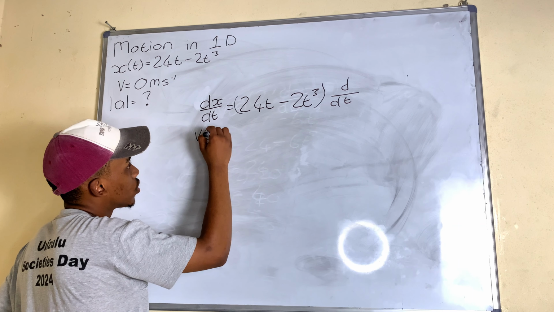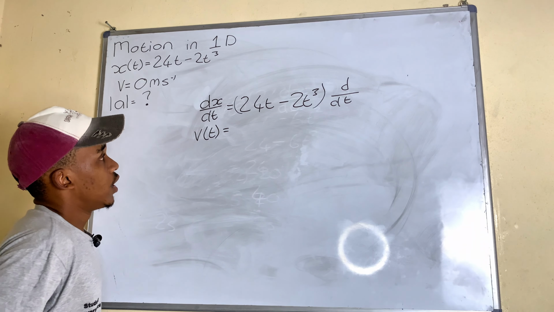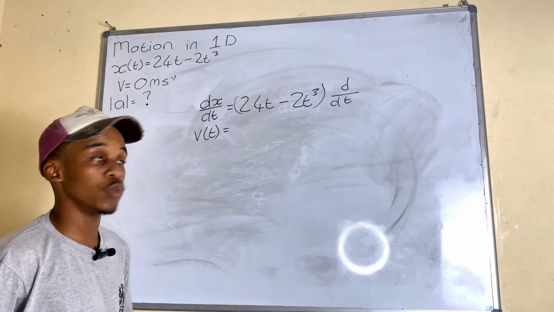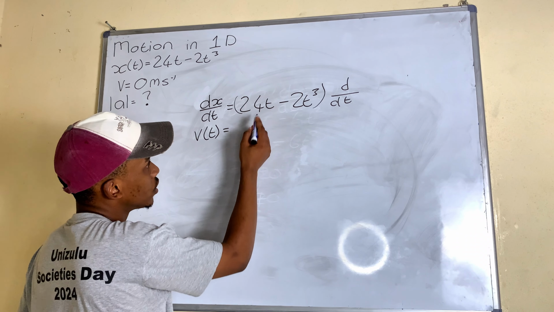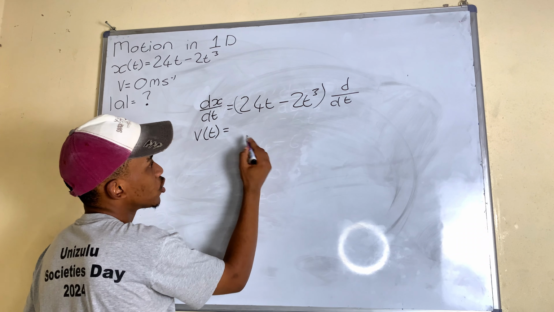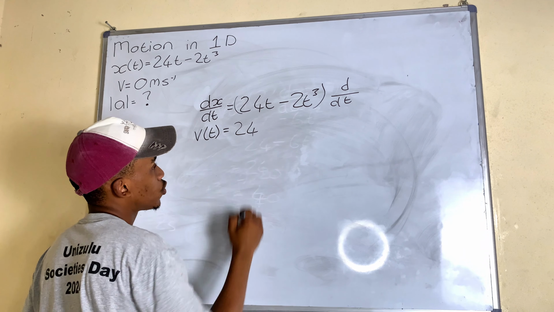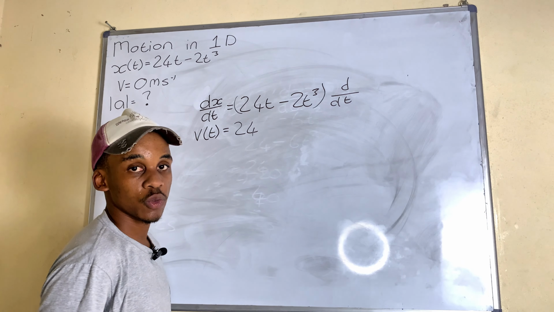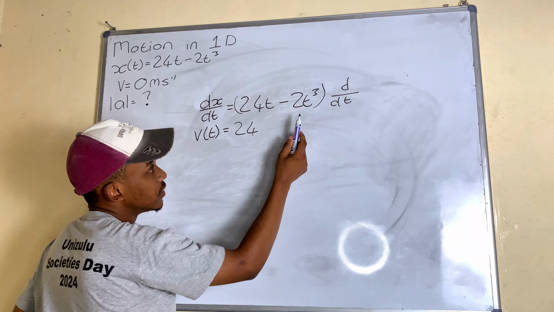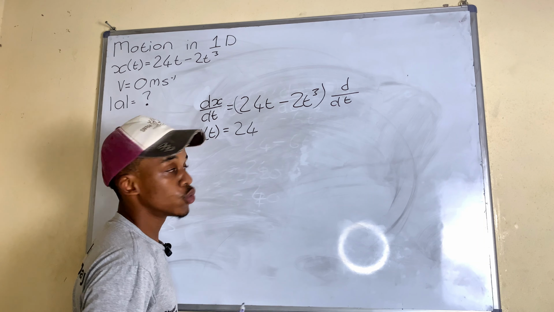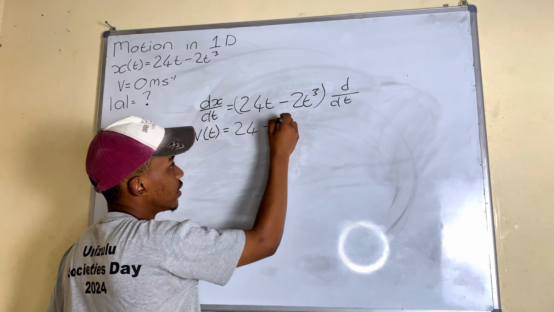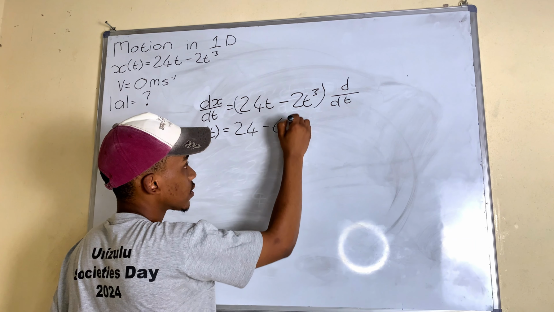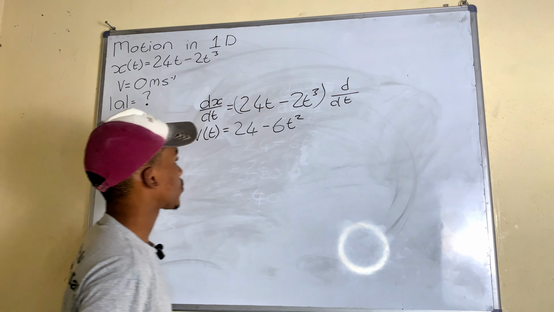To find the derivative of this function, we'll use the power rule. 24 multiplied by 1 will give us 24, and 1 minus 1 will just give us 0, so that gives us t to the power 0, which is 1. And 3 multiplied by negative 2 will give us negative 6. 3 minus 1 will give us t squared.